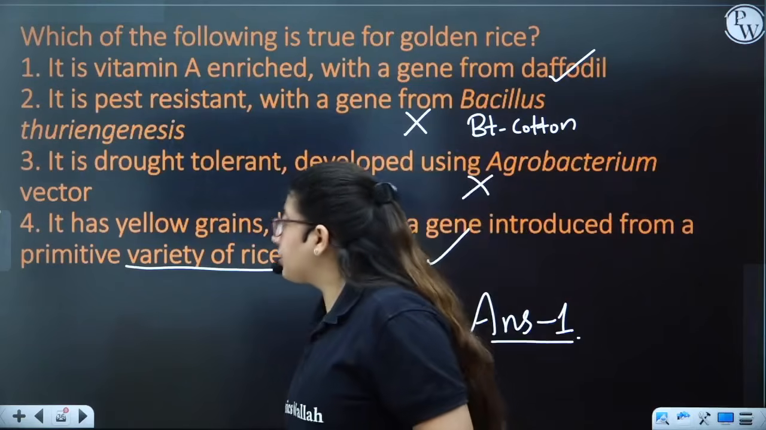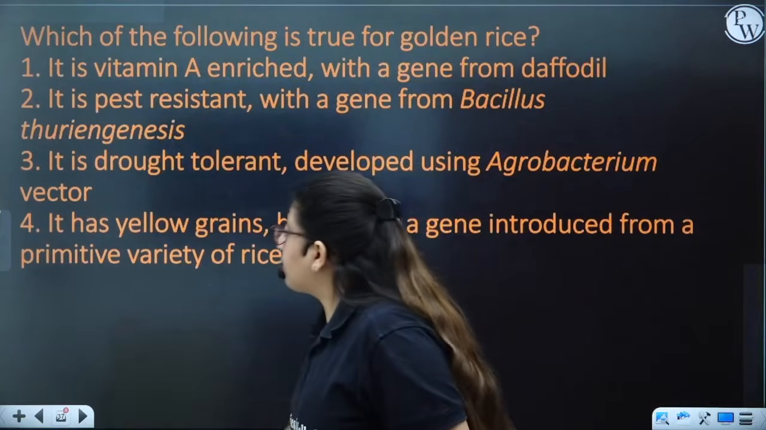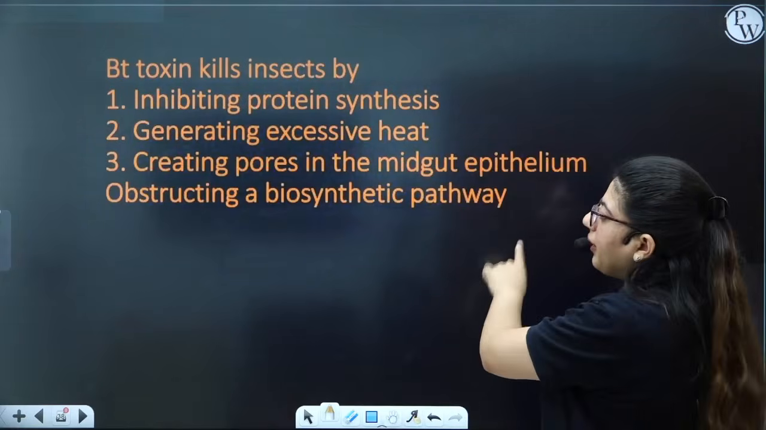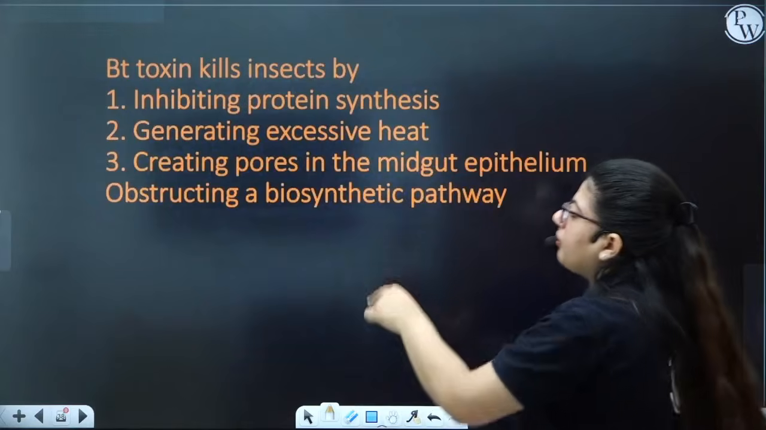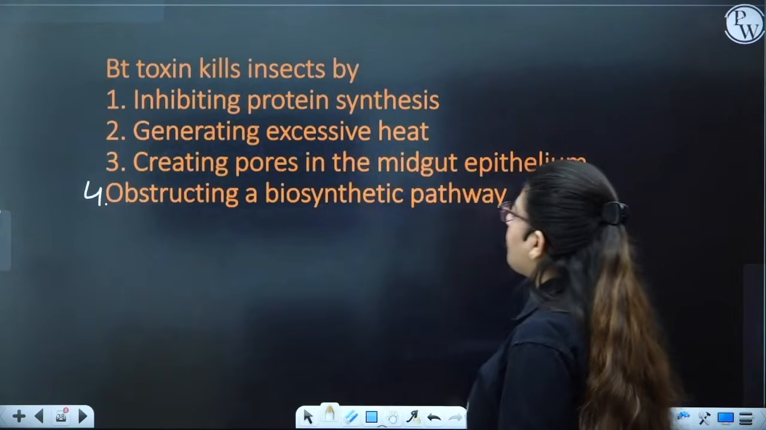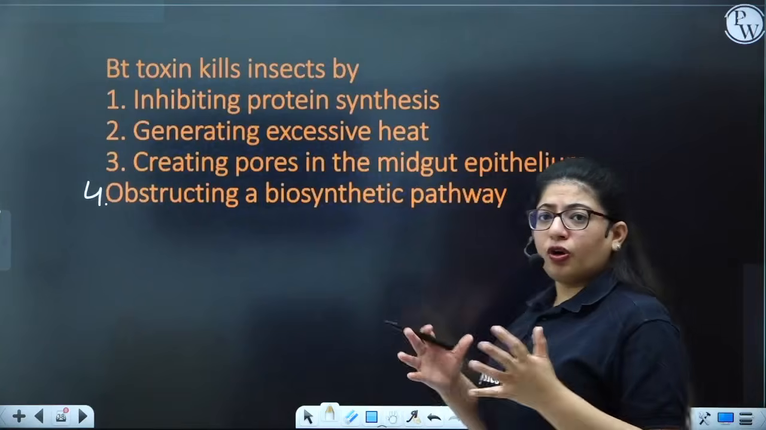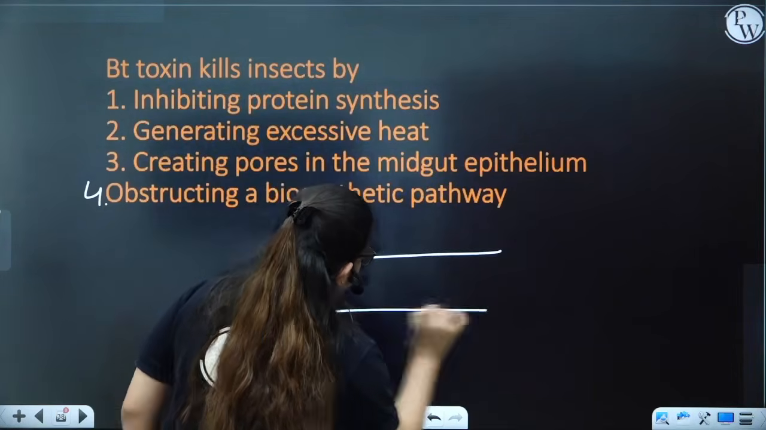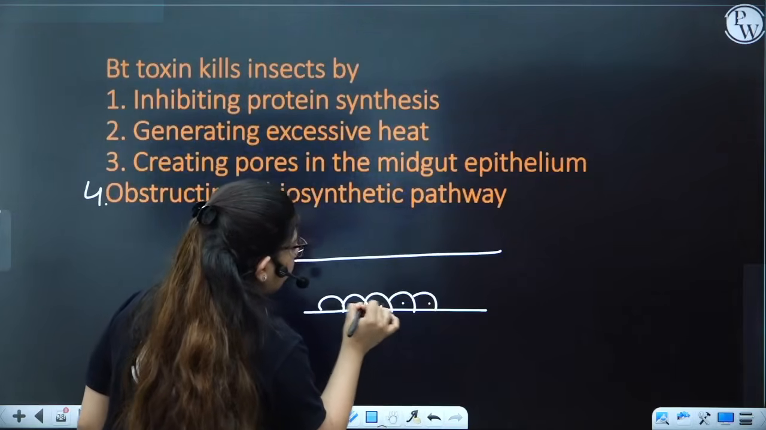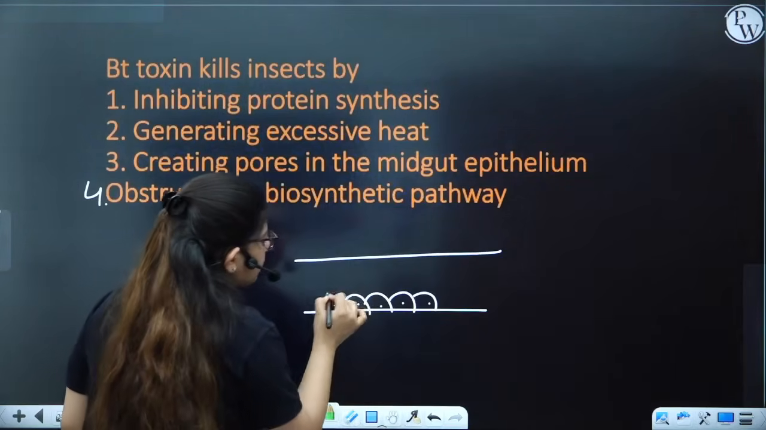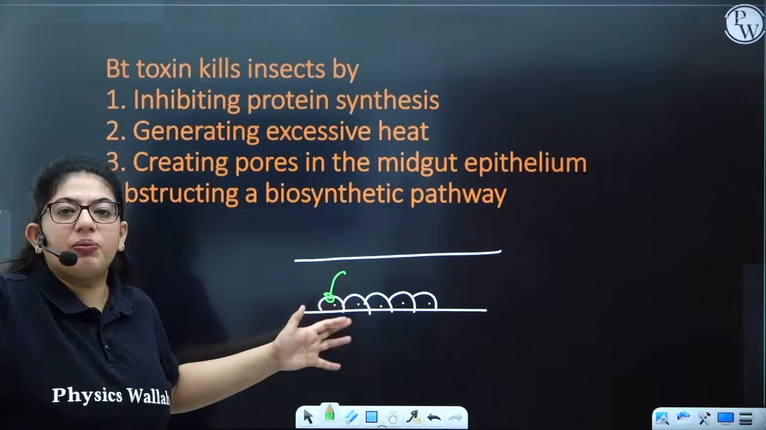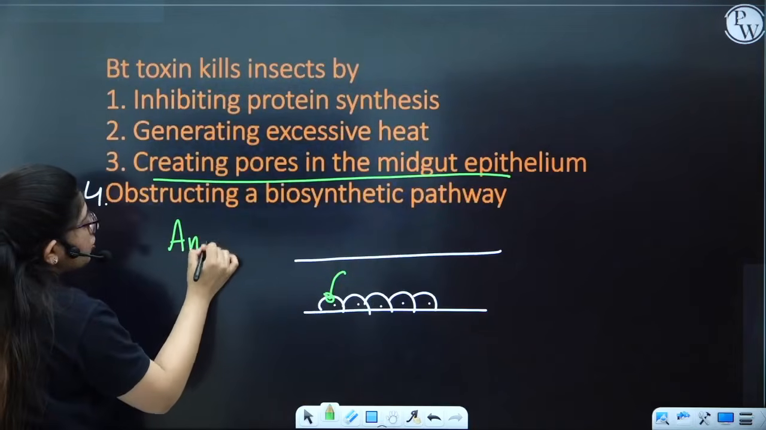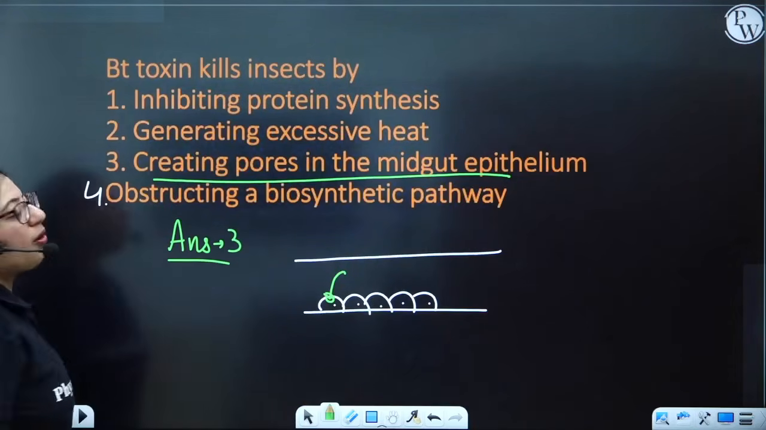Okay. All right. Again, I guess. BT toxin kills insects by inhibiting protein synthesis, generating excessive heat, creating pores in the midgut epithelium, or obstructing a biosynthetic pathway. You know how that toxin was killing the insect? It was entering into the midgut. In the cells, it was creating pores. As a result, water enters into the cell and the cell bursts. So what will be the answer? By creating pores in the midgut. They were asking about BT cotton.